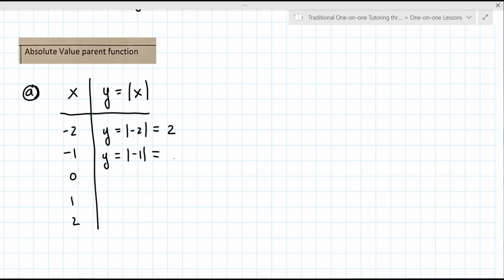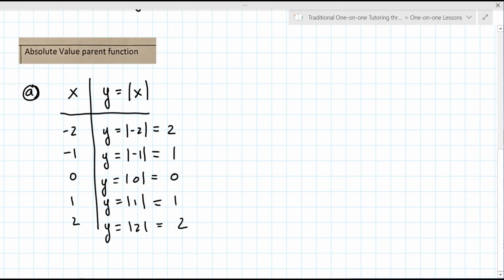Okay. Let me just write that first. -1 becomes 1. Okay. And then y equals absolute value of 0 is 0. Y equals absolute value of 1 is 1. Y equals absolute value of 2 is 2. Okay.